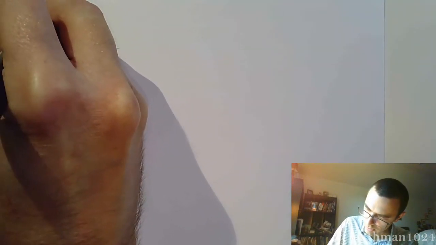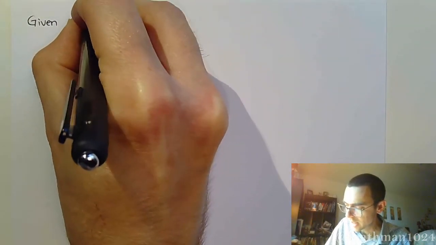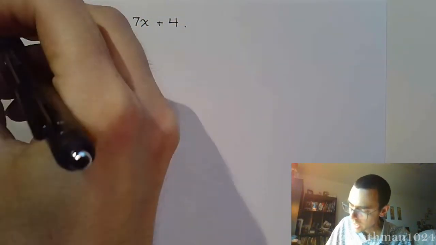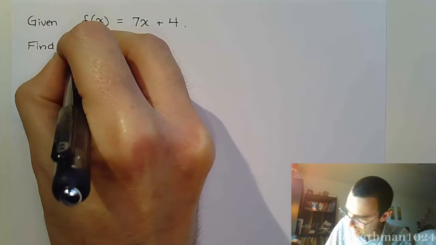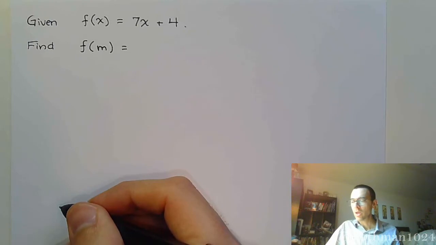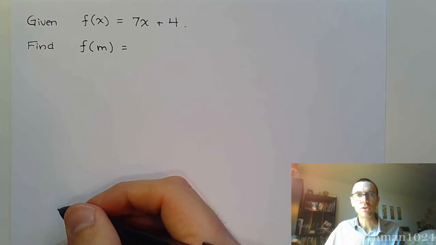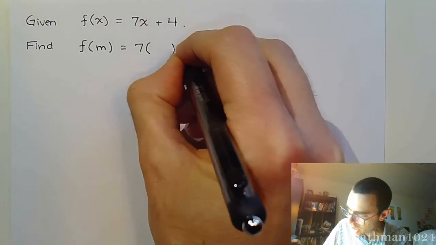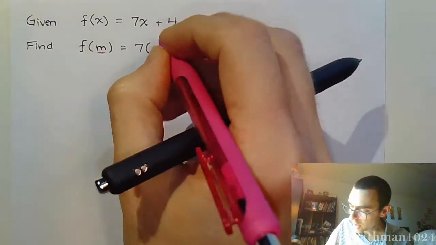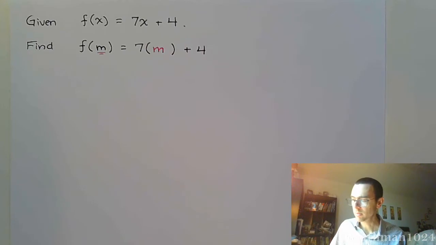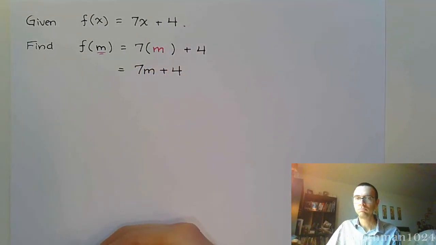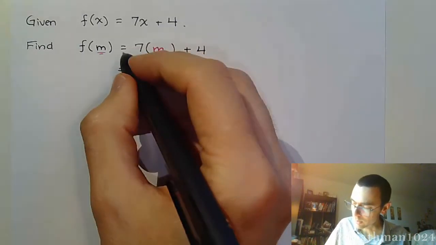All right, so if you are given f of x is equal to 7x plus 4, and you need to find f of m. No matter what you see in the parentheses, it works the same as any other function evaluation. You take your function as it is, you replace the variable with parentheses, and you fill in the parentheses with this input value right here. In this case, it's just another variable, m. And we are left with 7m plus 4. And we can't do anything with that because these guys are not like terms.